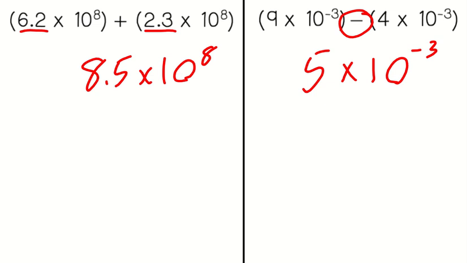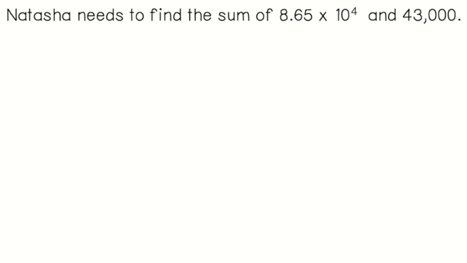All right, so those are the easy ones. If the exponents are the same, that's what we do. So obviously, we got to do something when they're different, right? Because they won't always be the same. So before we get to the ones that are different, we got one like this. Natasha needs to find the sum of those two numbers. You got two options. Option 1, you can make them both scientific notation and see what you got.